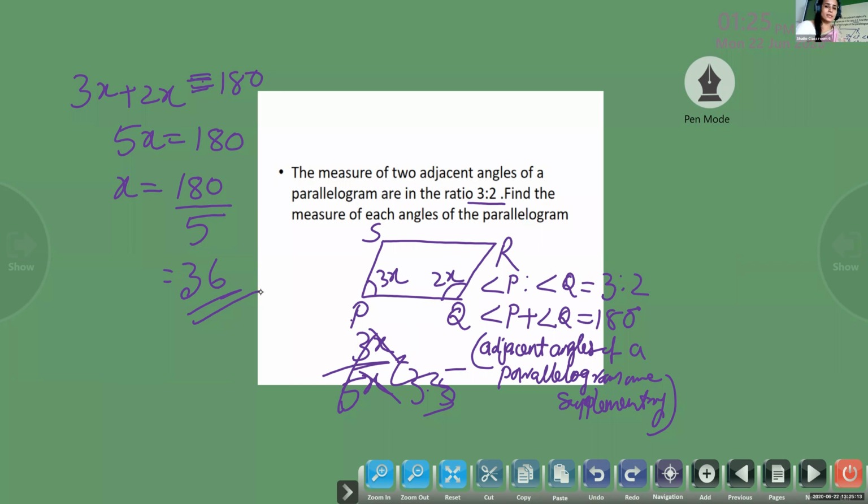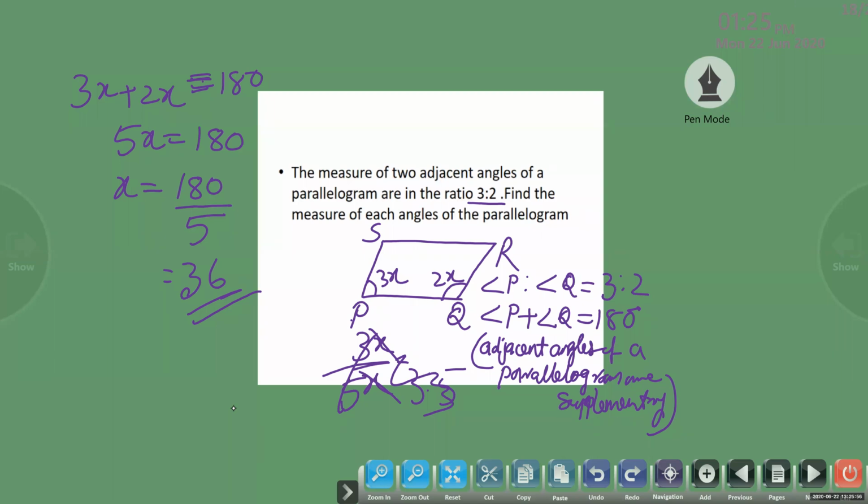If the ratio is given, we have to take the angles as 3x and 2x. We know that the sum of adjacent angles of a parallelogram is 180. So 3x plus 2x equal to 180. So 5x equal to 180. So x equal to 180 by 5, which is 36. Understood?